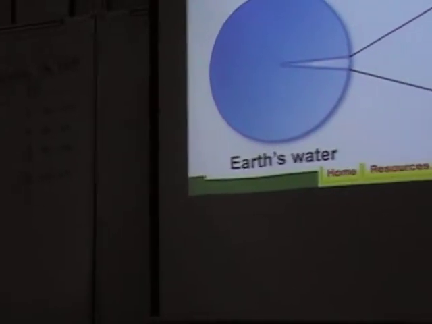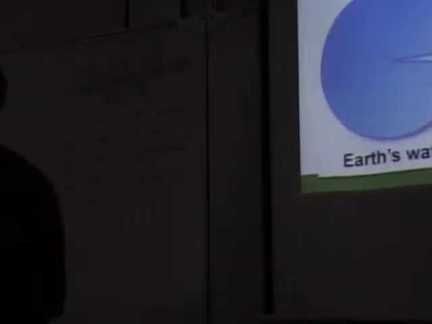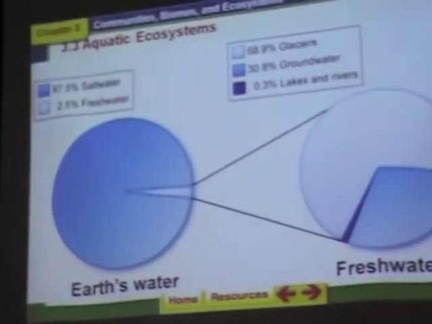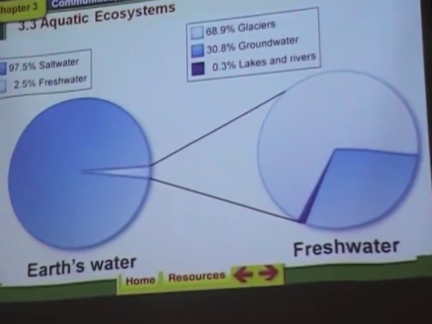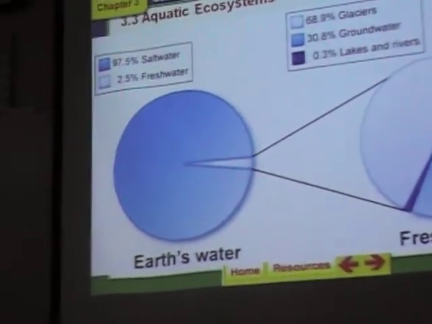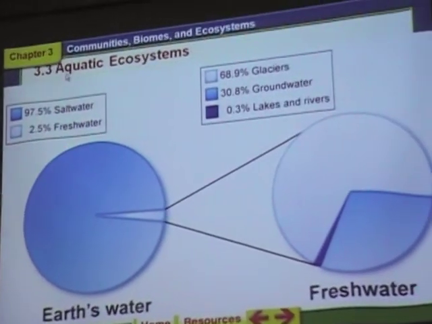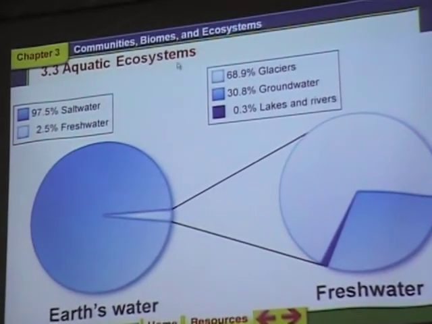We're on section 3.3, page 74. We're studying aquatic ecosystems. 3.3, page 74. And aquatic means water. So there are a bunch of ecosystems out there containing water.